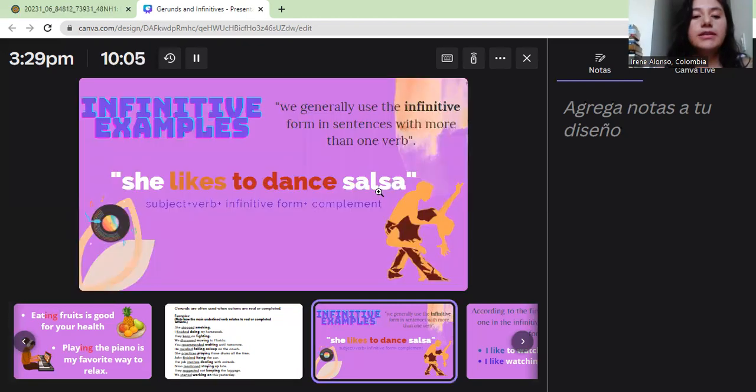And for the infinitive examples, we generally use the infinitive form in sentences with more than one verb. For example, she likes to dance. In this case, I have the subject which is she, plus the verb likes, and the infinitive form to dance, and the complement that is salsa.